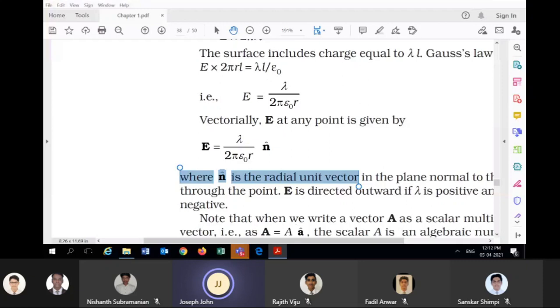E is equal to lambda by 2 pi epsilon 0 r. I hope derivation is okay. First you write flux, then Gauss's law, equate it, then make Q as lambda L. That's all. Finish.